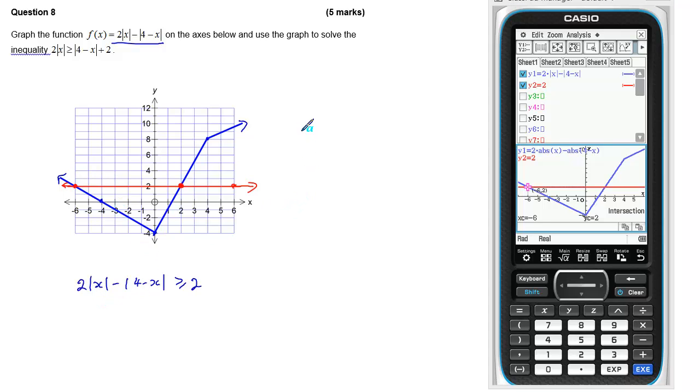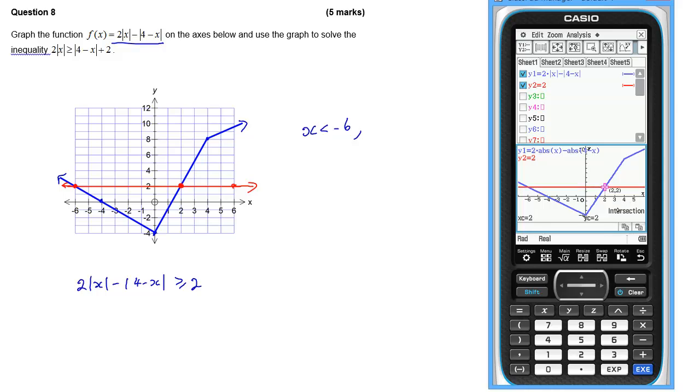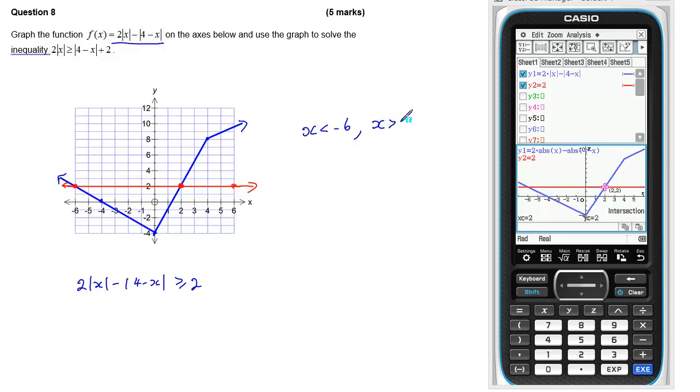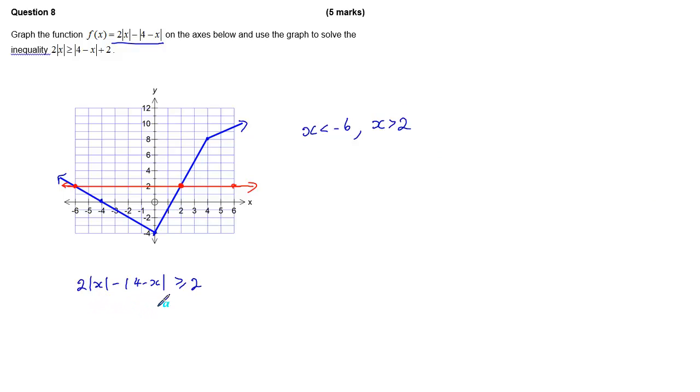once we get to the left of that, so we can say x is less than -6, and over here we get another intersection at 2, 2, so x is greater than 2. Just checking, this is a greater than or equal to, so I think this should be a less than or equal to, and this one should be a greater than or equal to.